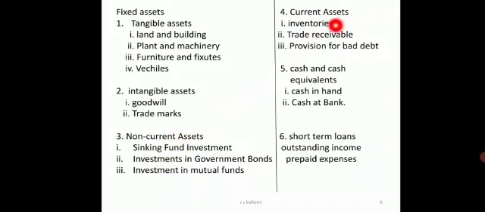Now current assets have inventories, trade receivables, provision for bad and doubtful debts. Next, cash and cash equivalents, you have cash in hand and cash at bank, whereas short-term loans and advances have outstanding incomes and prepaid expenses. So you'll have to remember these items because normally they will appear in your balance sheet in the problem.